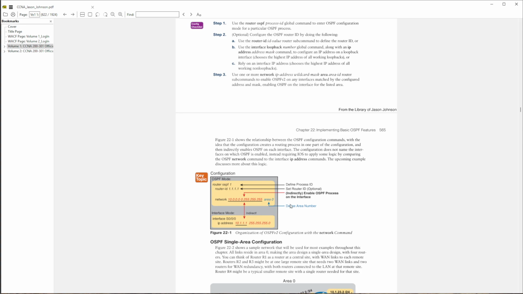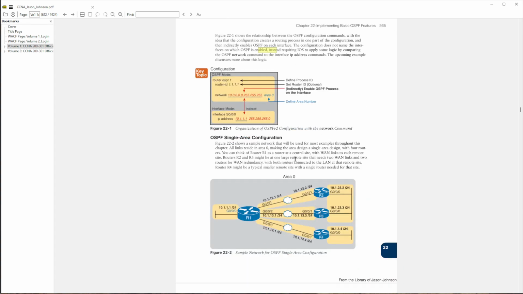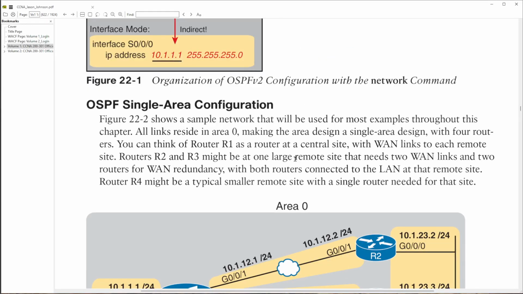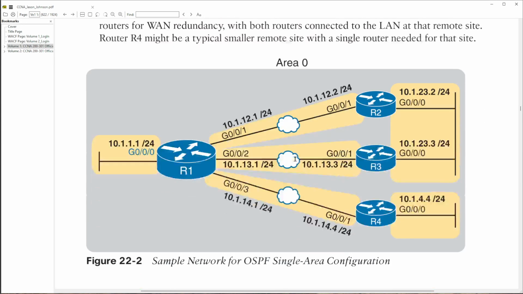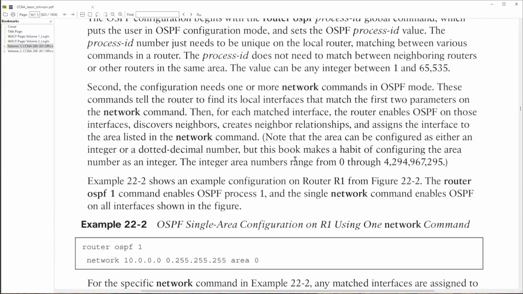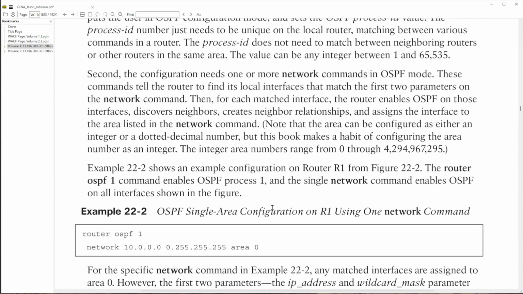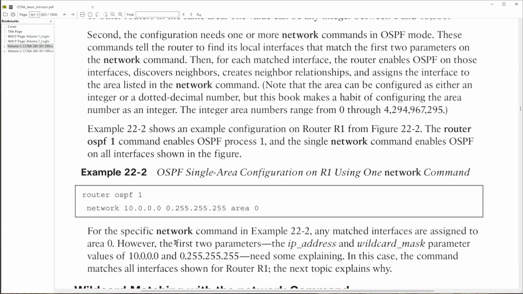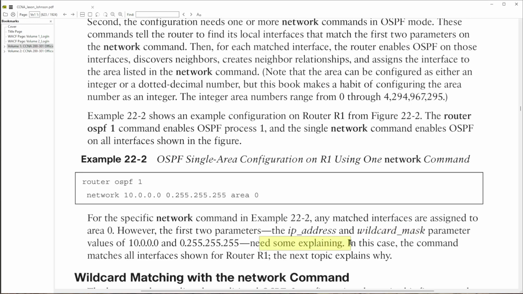What is that thing called? Should I zoom in? Is this kind of small? Bet it is. Sorry about that. So, first two parameters, yeah, wildcard mask. So it needs some explaining. Yes, it does.